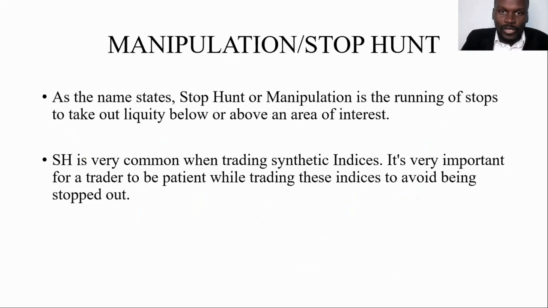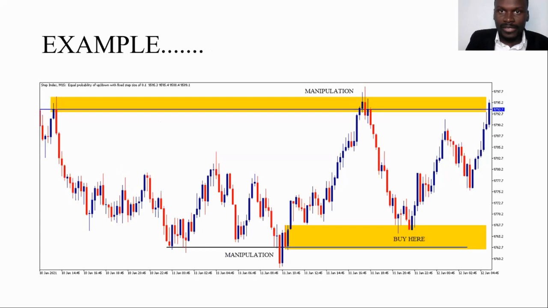So now I'm going to talk about manipulation, like I showed you in the previous slide where I was talking about the importance of trading zones. As the name states, stop hunt or manipulation is the running of stops to take out liquidity below or above an area of interest. Stop hunt is very common when trading synthetic indices. It is very important for a trader to be patient while trading these indices to avoid being stopped out, because you can get stopped out easily. Like you saw how price would push at a specific level and get back to the area. So I'll show you some examples of manipulation. You see here how price was being manipulated around the area.